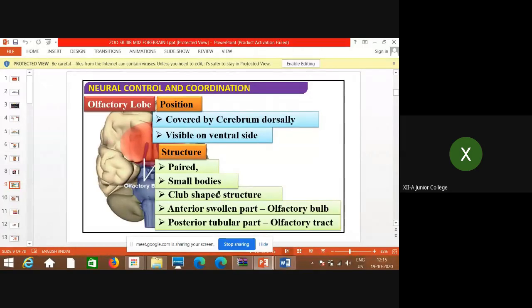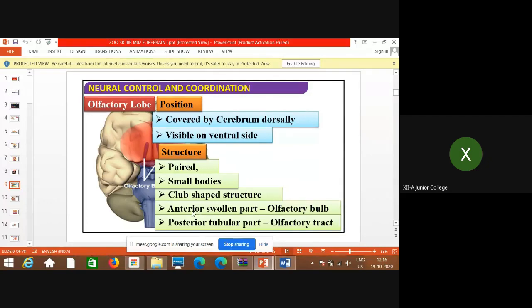These are very small bodies, club-shaped structures. You know the meaning of club, how is the shape of a club? It is a little bit bulging at one side and then it becomes narrow, right? So the anteriorly swollen part is called the olfactory bulb, and the posterior tubular, tract-like part is called the olfactory tract.